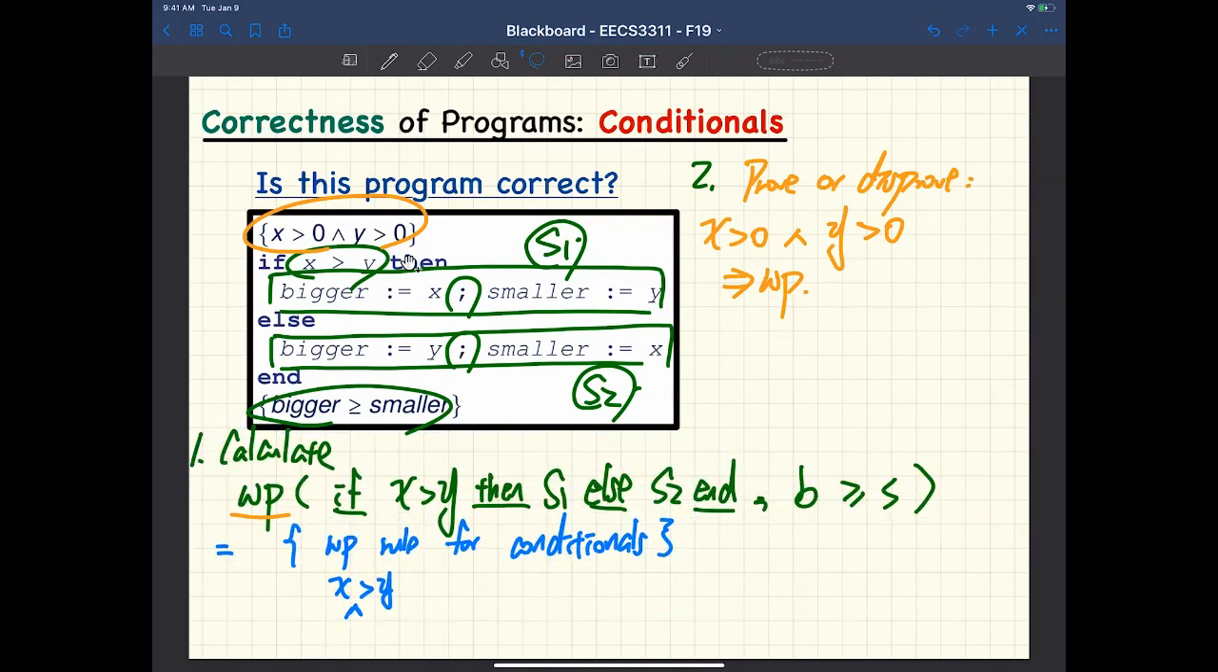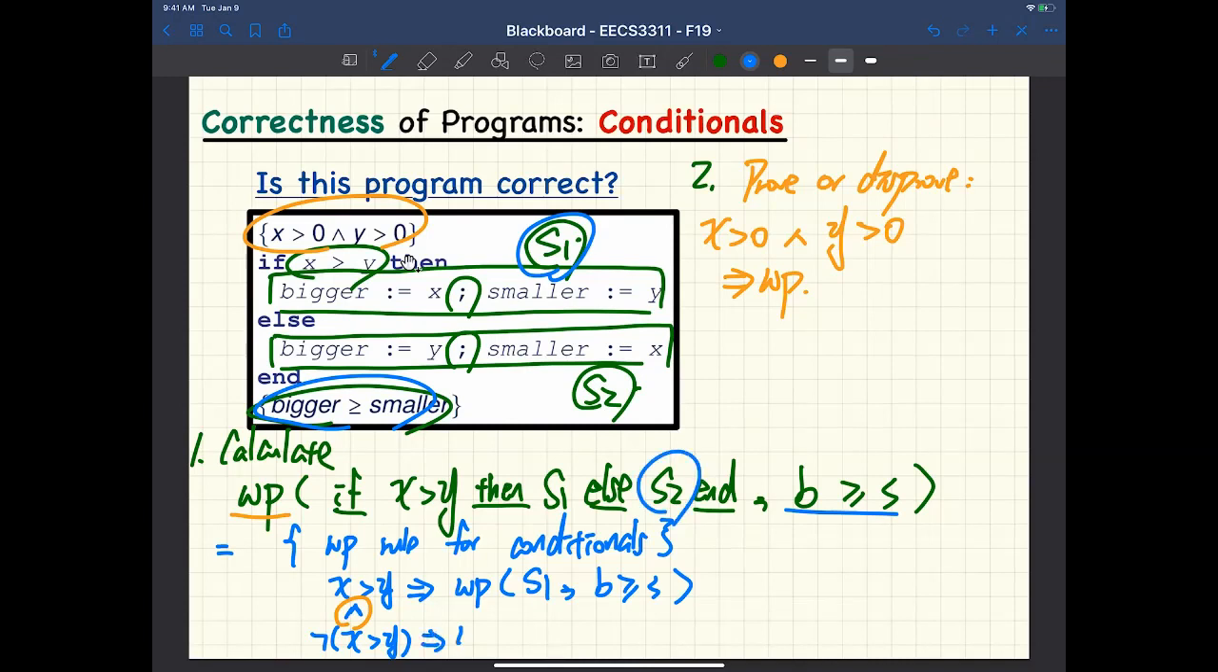Okay, like that. And also not the case, x larger than y. Notice that it's a conjunction, like what we discussed in the last 10 or 15 minutes. If x larger than y, that should imply the WP for S1, right? That's a branch, for S1 to establish bigger, larger than or equal to smaller. I'm just repeating this post condition for the first time. And then if it is not satisfied, I'm going to execute S2, so it's going to be the WP for S2 to establish B larger than, or equal to, smaller.